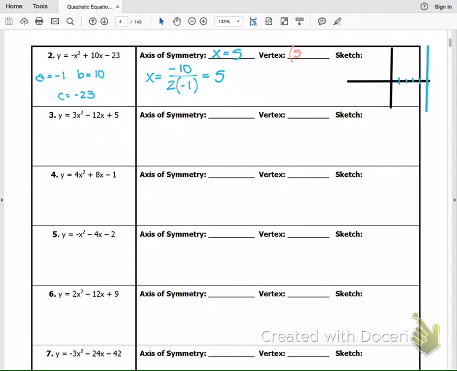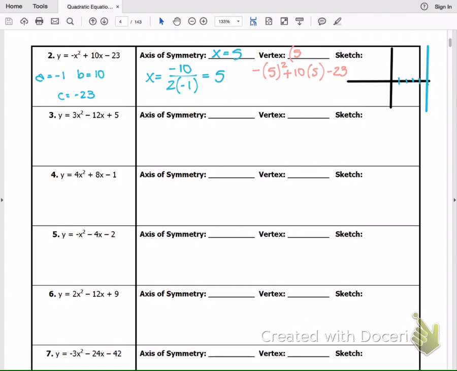Let's review. What did we say about finding the y value? Plug it in. Now, here's the first one we have with a negative out front, so we're going to be careful with this. That is a -1 in front of the x squared. So when I plug it in, I lead with a negative, then 5 squared, plus 10 times 5, minus 23.